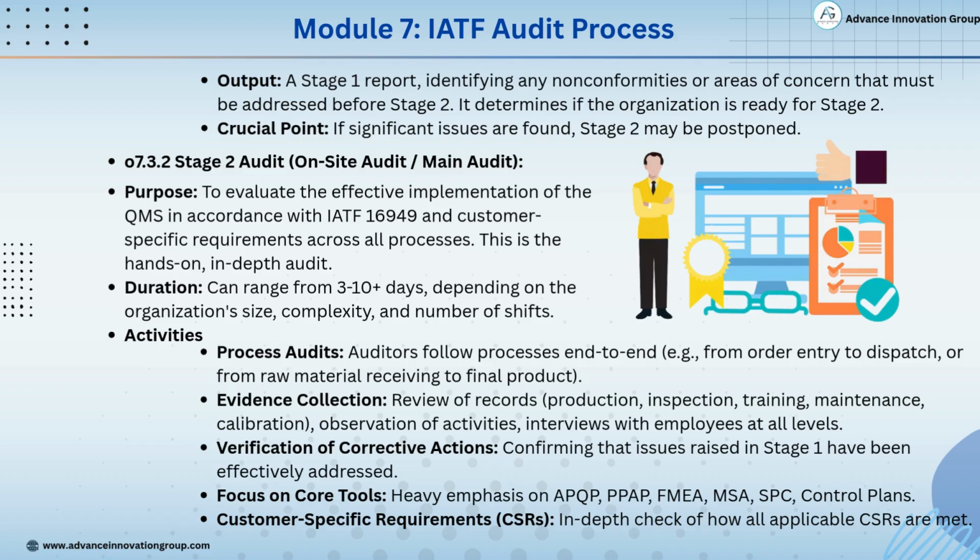Focus on core tools. Strong emphasis is placed on IATF core tools like APQP, PPAP, FMEA, MSA, SPC, and control plans. Customer-specific requirements, CSRs. Auditors will do an in-depth check to see if CSRs from customers like Ford, GM, or Toyota are being followed properly. This stage is hands-on and involves real-time assessment, unlike Stage 1, which is more documentation-focused.